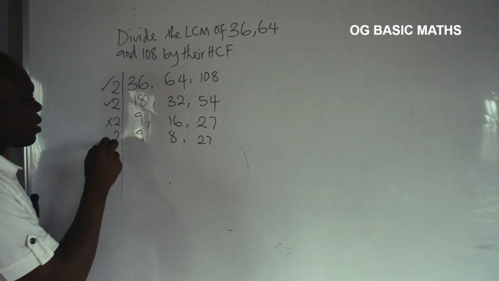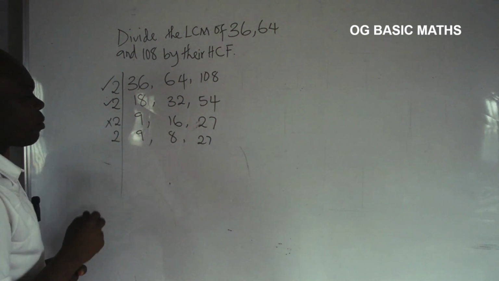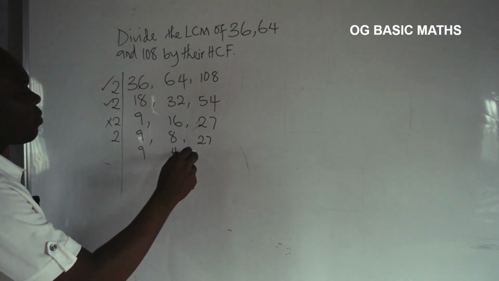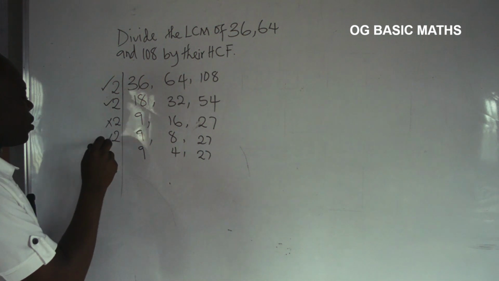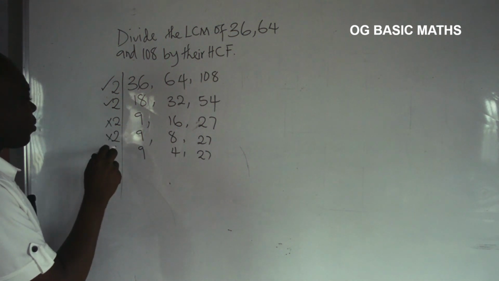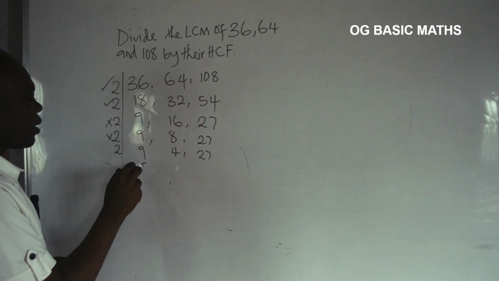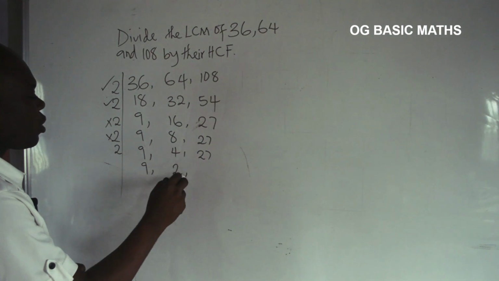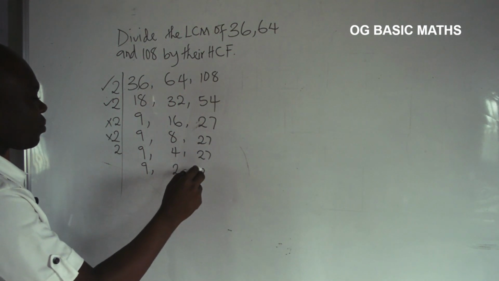So we use 2 again because at least it can divide one of the numbers. We bring down 9 the way it is. We have 4, and then we have 27. It was unable to divide the three numbers, so we use 2 again. We bring 9 down the way it is. The 4 becomes 2, and then 27.